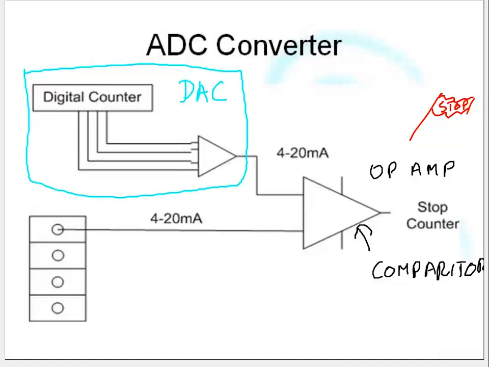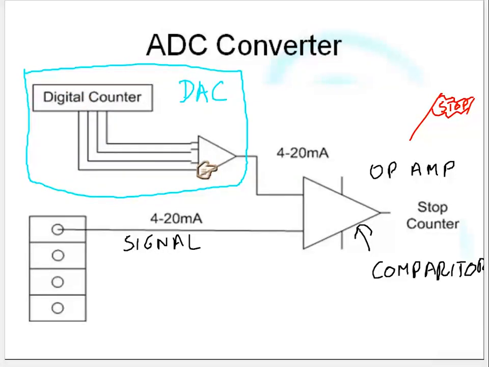And what we do is, just here, this is the signal. This is the signal from the field. So this thing here, this is the signal from the field on the terminal block. And this is a digital to analog converter. So what we do is, the signal from the field comes in. We put 0 in the counter of the digital to analog converter.